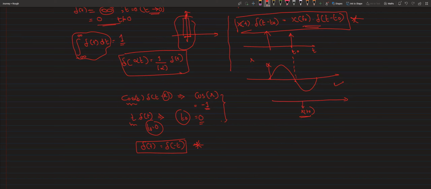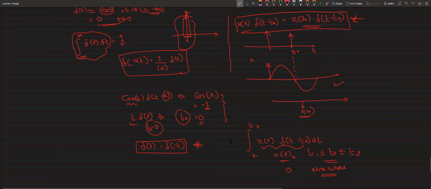Next property of the impulse function: if I integrate from t1 to t2, x of t into delta of t minus t naught dt, here you know that this is nothing but x of t naught only, right? Yes, sir. And t1 is less than or equal to t0, which is less than or equal to t2. This is the very important condition. Zero elsewhere. With respect to this, you can take some examples.